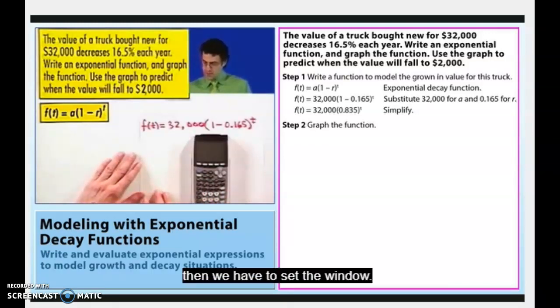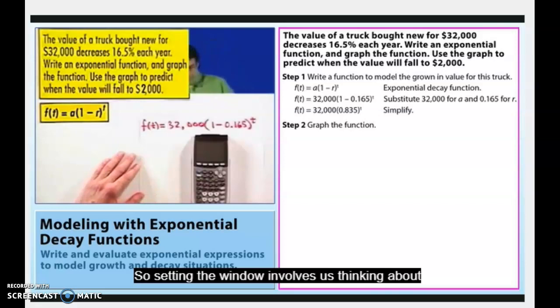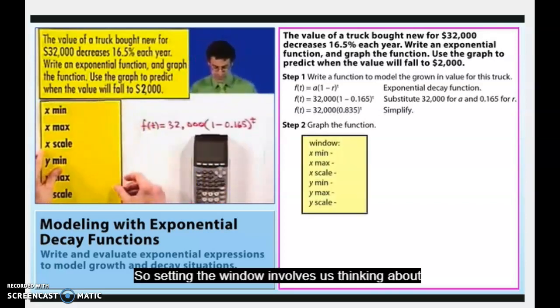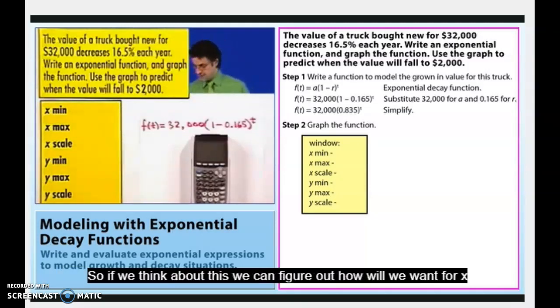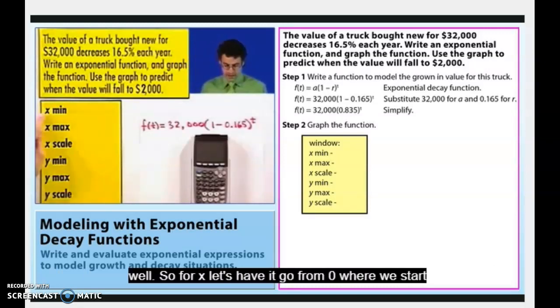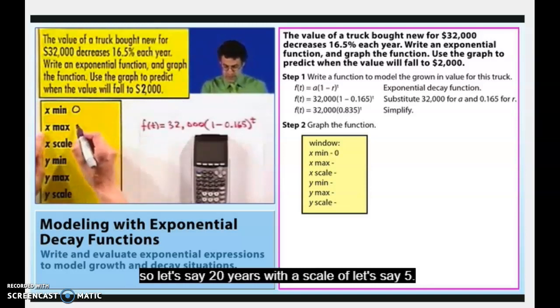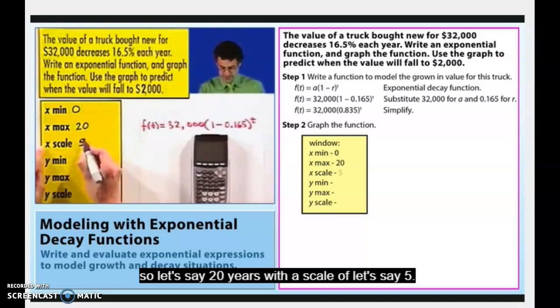That's fine. Then we have to set the window. So setting the window involves us thinking about the max for x, the min for x, the scale, and the same thing for the y's. So if we think about this, we can figure out probably what we want for x. Well, for x, let's have it go from 0 when we start to, let's say, 20 years with a scale of, let's say, 5.